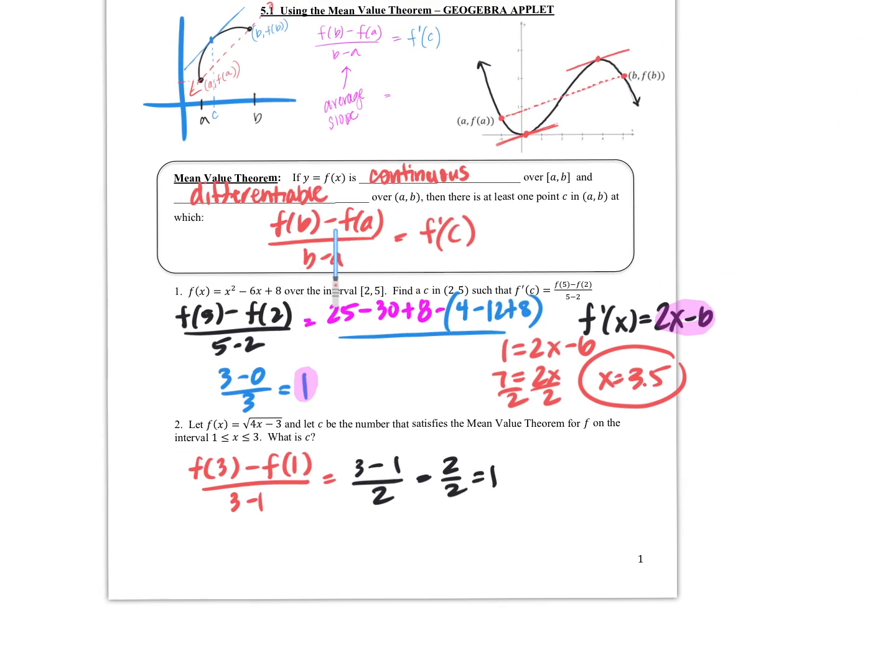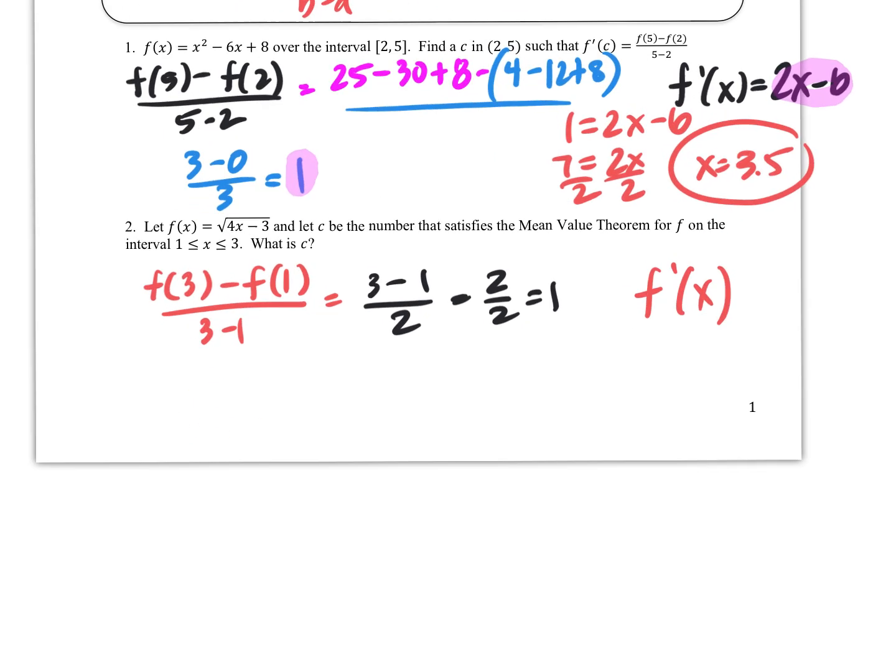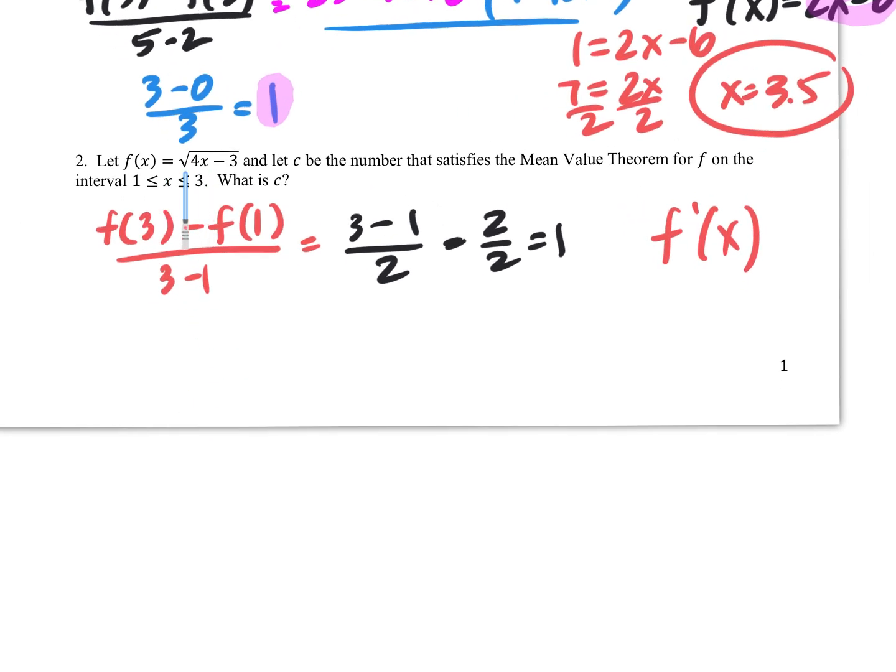That is this. We've got to go see where that equals the derivative. Can we go find the derivative of this? We sure can, people. We are smart. Let's go find f prime of x if this is f. What's my outer? Yeah, isn't this something to the 1/2 right here? This is 4x minus 3 to the half.